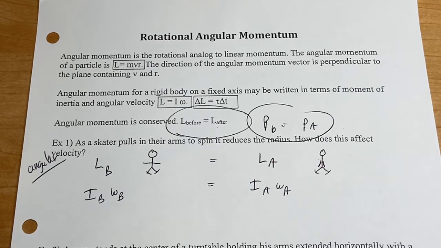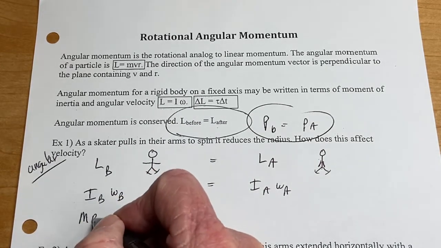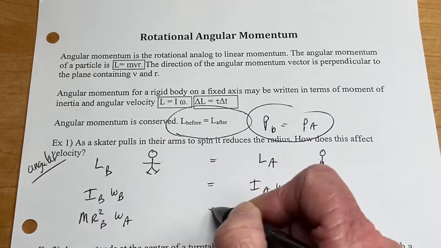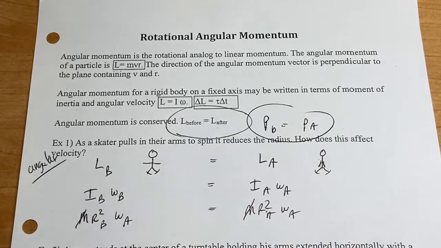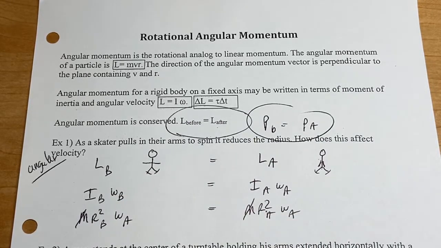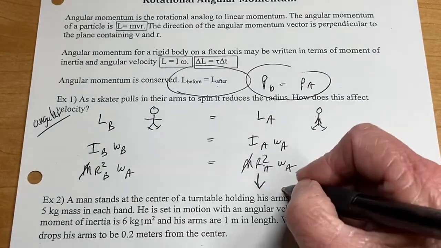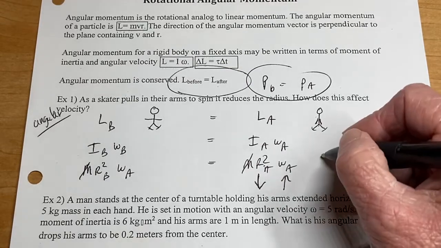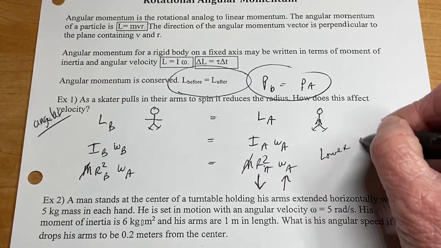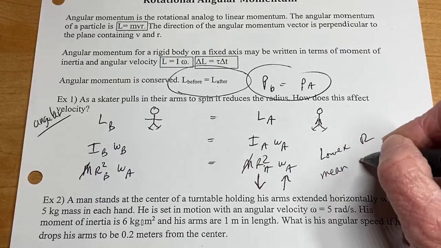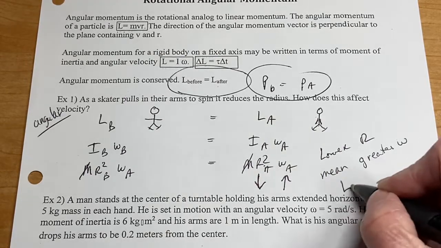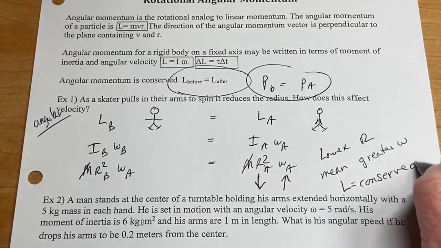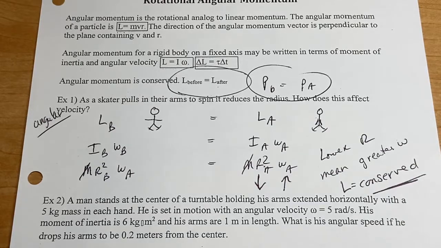We're not looking at this anywhere except as a point. If we substitute mr squared, that's before, omega before, equals mr squared after, omega after. The mass of the person isn't going to change. So if the radius goes down, that means that the angular velocity increases. Okay, so lower r means greater omega. Why? Because L is conserved. Okay, no outside forces are acting. It was a self-inside.